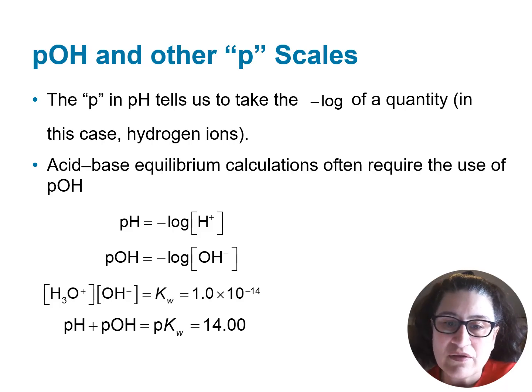And remember that the H plus times the OH minus is 1 times 10 to the minus 14th, but pH plus pOH is equal to 14. So we have several relationships. So pH is negative log of H plus, pOH is negative log of OH minus, H plus times OH minus is 1 times 10 to the minus 14th, and pH plus pOH is equal to 14.